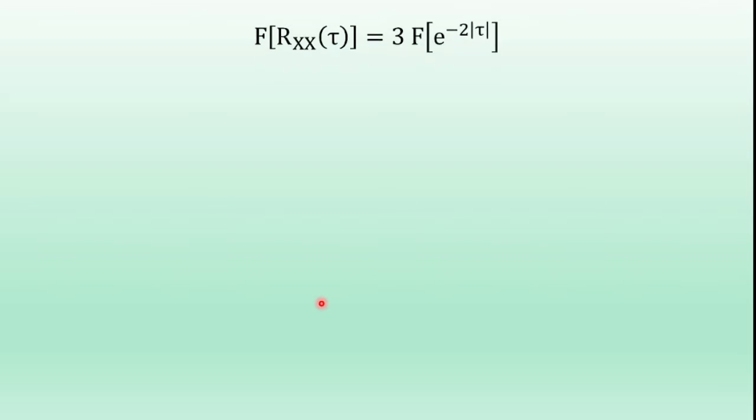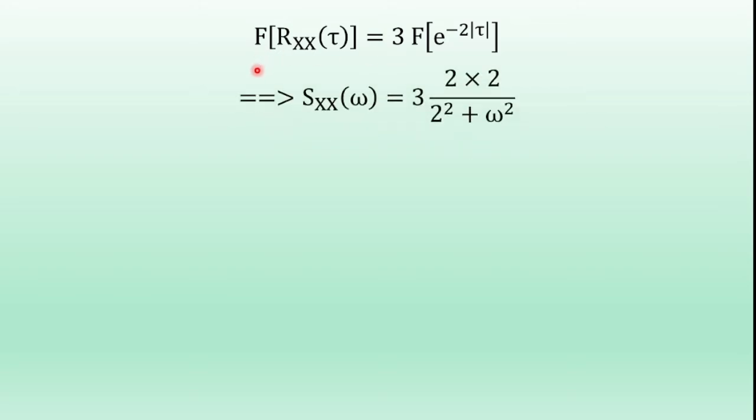In the given autocorrelation function, taking the Fourier transform on both sides, the Fourier transform of the autocorrelation function is equal to the Fourier transform of 3 into e power minus 2 mod tau. Here 3 is a constant, so it is written before the Fourier transform. We know that the Fourier transform of the autocorrelation function is the power spectral density of x of t, that is Sxx of omega. So 3 into the Fourier transform of e power minus 2 mod tau, which is 2a by a square plus omega square. Here a is 2, so it is 2 into 2 by 2 square plus omega square. Simplifying the RHS term, 2 into 2 is 4, into 3 is 12. So the power spectral density of the random process x of t is Sxx of omega is 12 by 4 plus omega square.